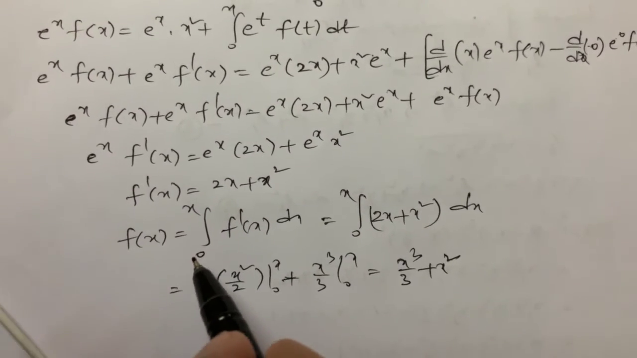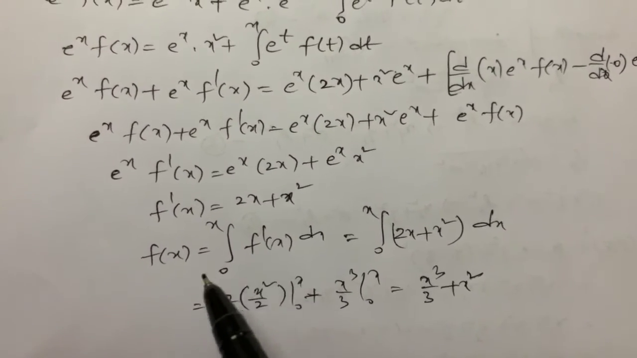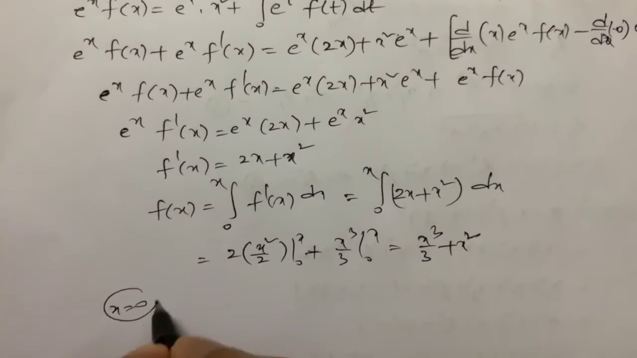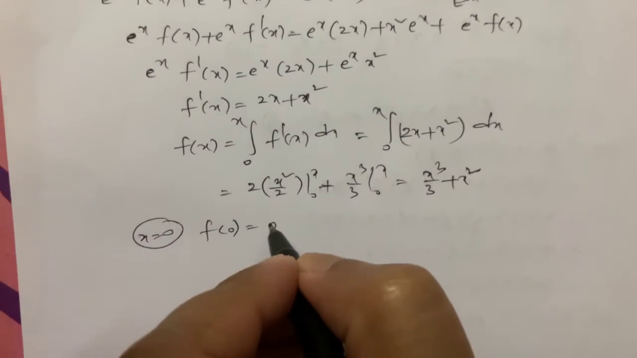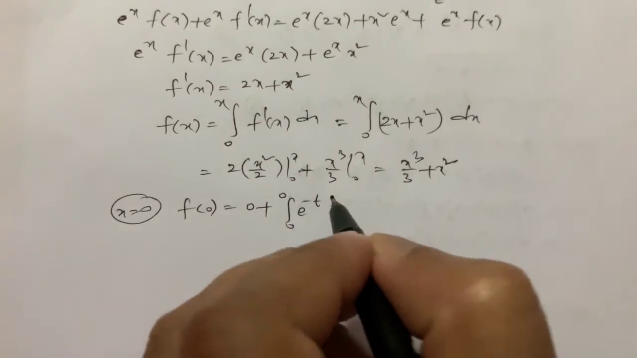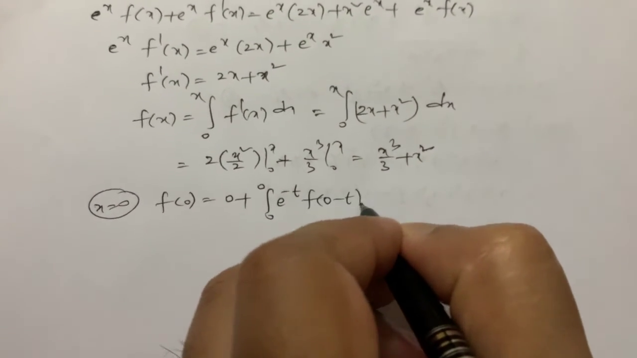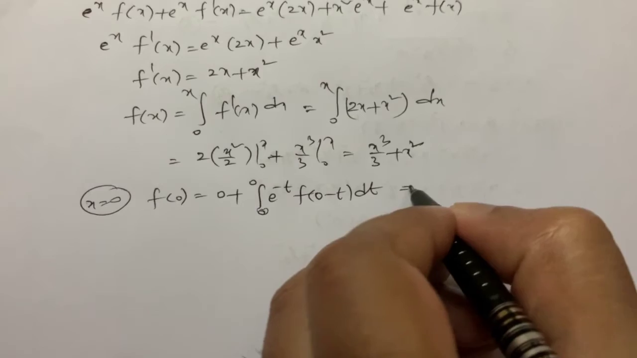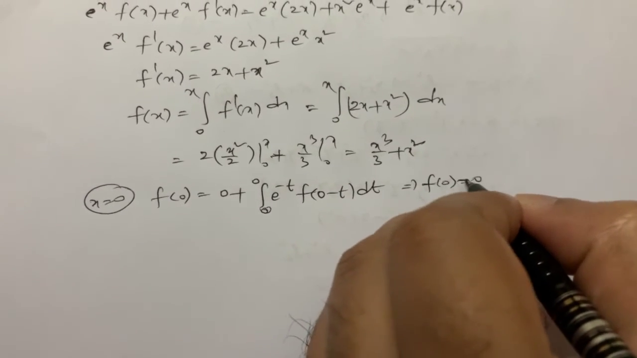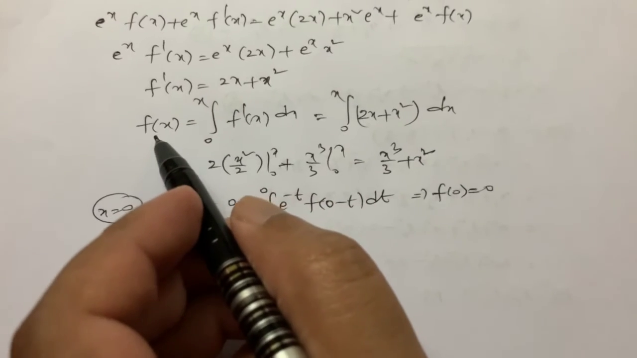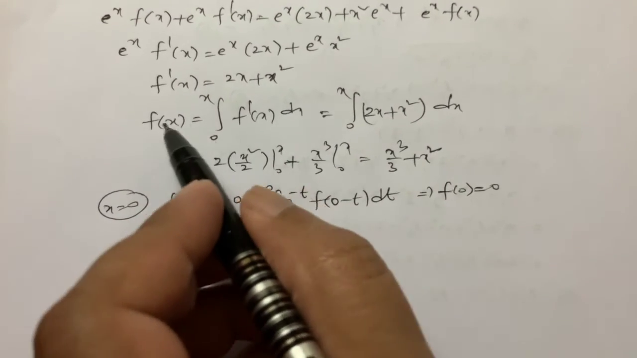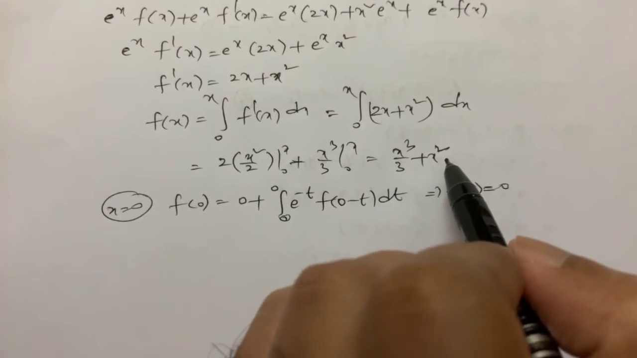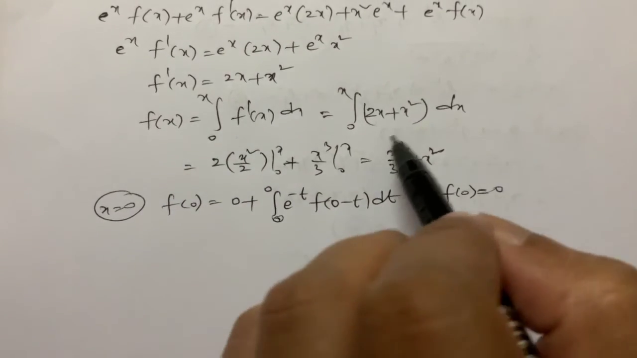Even here what we can say is this is f of x minus f of 0. For f of 0, put x equal to 0 in the given equation. So f of 0 is equal to 0 plus integral 0 to 0 e power minus t f of 0 minus t dt. We have put x equal to 0 directly, so integral 0 to 0 is also 0. So f of 0 is equal to 0. That's why we are not writing it here, or else f of x minus f of 0 is equal to x cube by 3 plus x square. As f of 0 is 0, we will get f of x equal to x cube by 3 plus x square.